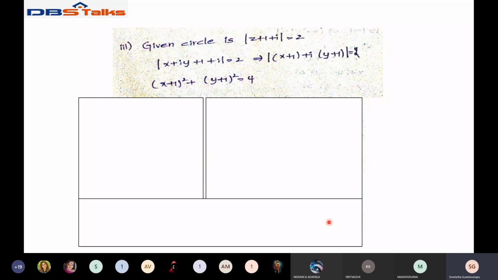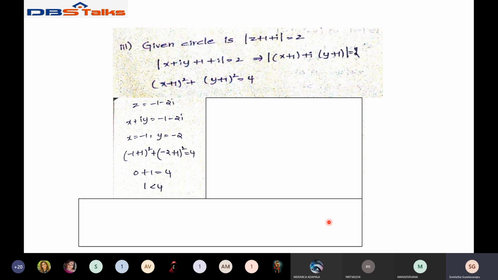Next, the third circle is mod z plus 1 plus i equal to 2. So first we find the circle equation. Now z means x plus iy. So taking the real part and imaginary part, then using the magnitude formula, we get x plus 1 whole square plus y plus 1 whole square equal to 4. So this is the circle equation. The circle equation is x plus 1 whole square plus y plus 1 whole square equal to 4.